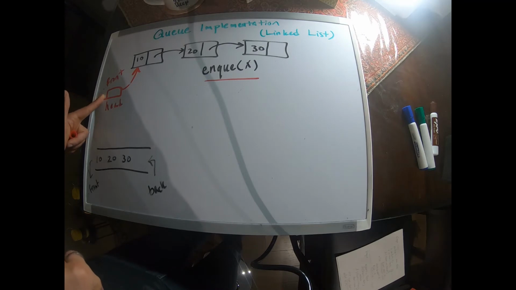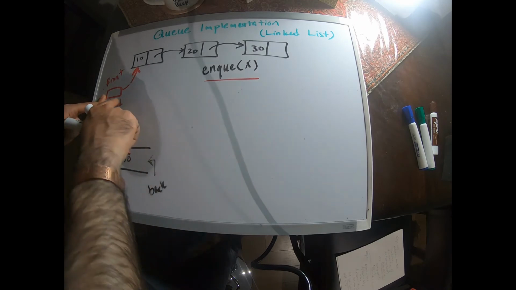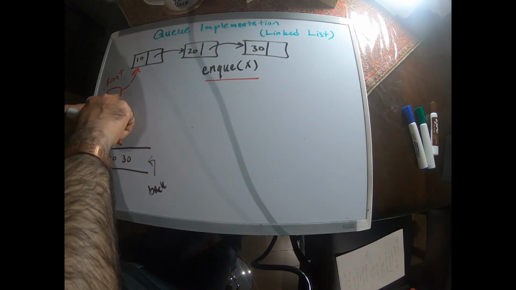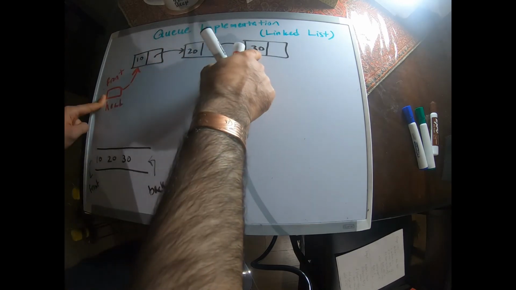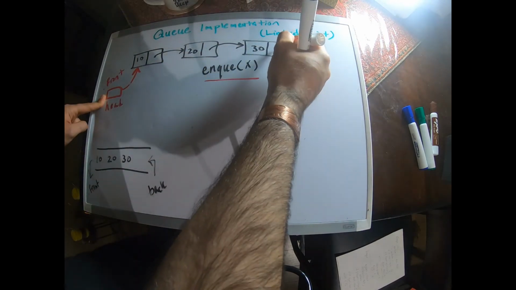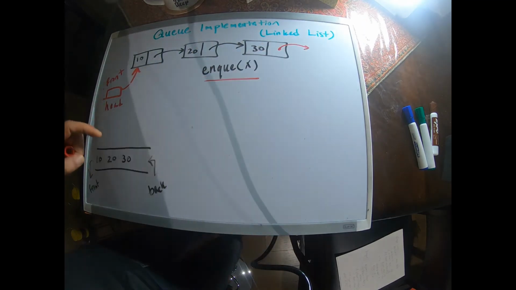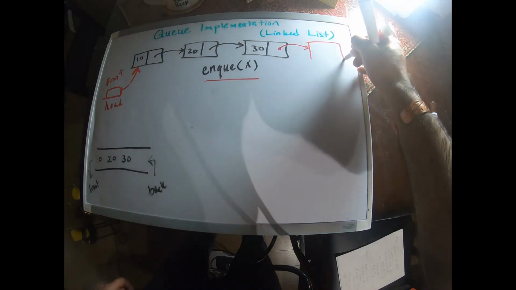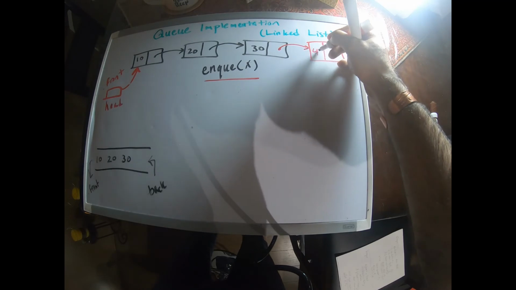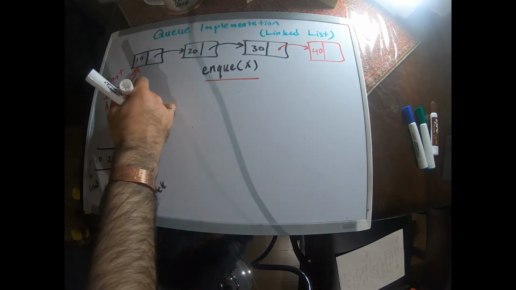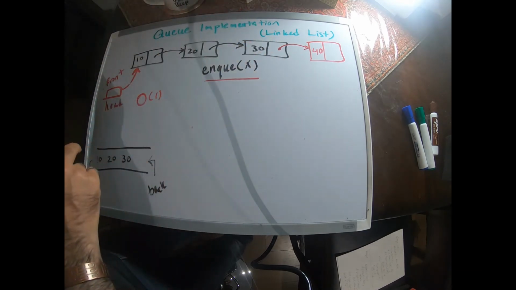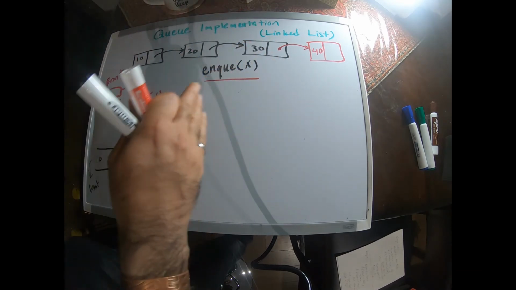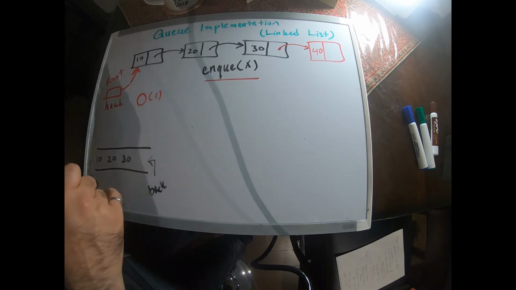Or do I need another pointer? If I want to do another enqueue through the same pointer, I have to traverse through all these nodes and do another enqueuing here. So this is not going to be big O of 1. This is not going to take constant time. As we have more nodes, it's going to take us longer and longer to enqueue.